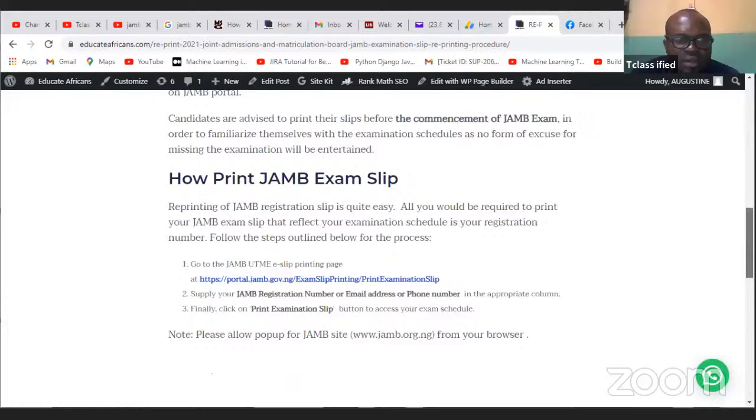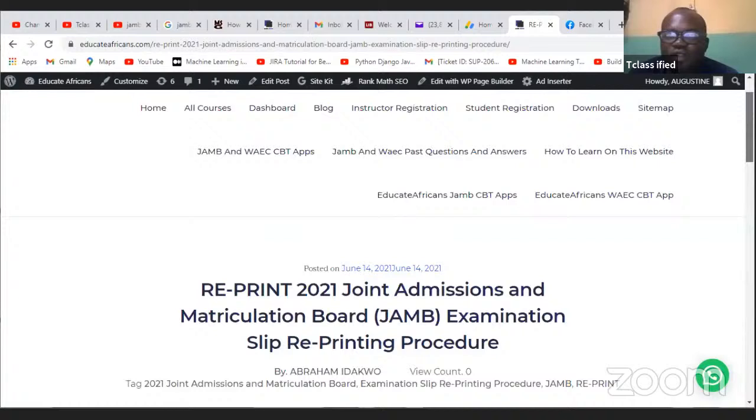Okay, so you need your reg number, email or phone number that you used for the registration. Any of those, once you put them in the column, then you click on print examination slip, and you should be able to see your reprint. And like I said before, the earlier you know where you're writing, the date, and the time, the better for you, okay?